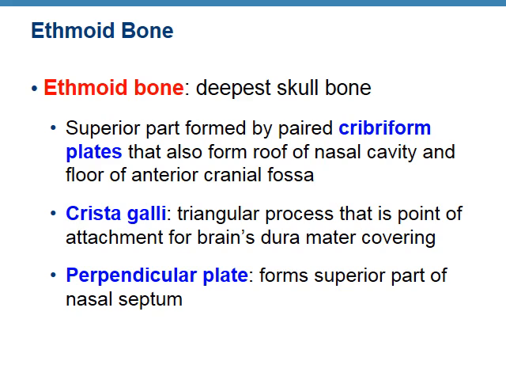So next we have the ethmoid. This is the deepest bone. You can only see parts of it from an anterior view. We're going to look at the features: the cribriform plate, the crista galli, and the perpendicular plate.